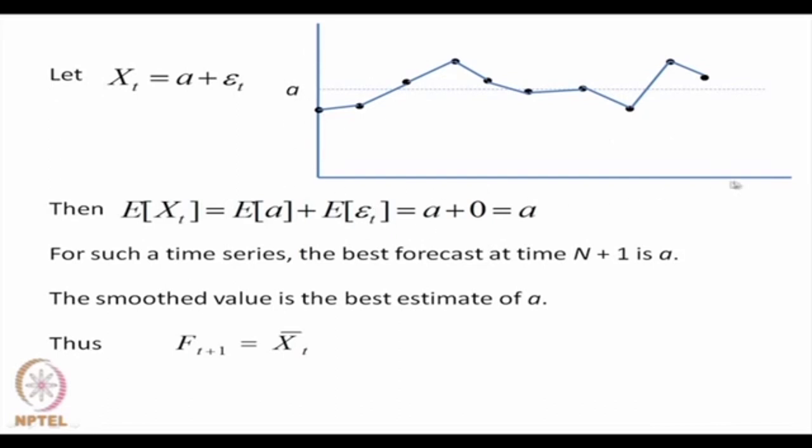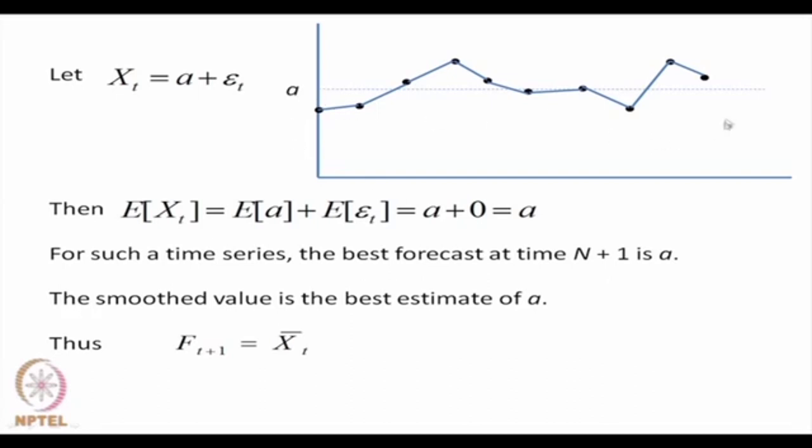Now, the first time series, if you recall, has an average value A. And superimposed on that is a random noise, let us call this epsilon t. Random noises are normally assumed to follow a normal distribution with mean 0 and a constant variance. That means it can deviate from 0 by a certain amount. So, the expected value of x is nothing but the expected value of A plus the expected value of epsilon, and this being 0, it is equal to the expected value of a constant A, which is A itself. Therefore, for such a time series, the best forecast at time n plus 1 is A.